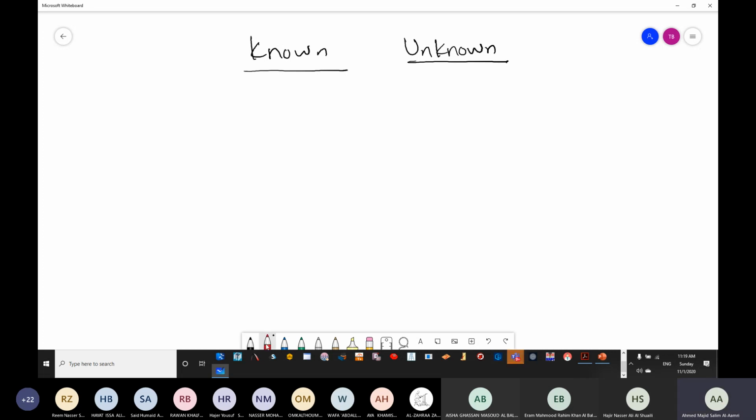Now, if we take the first one, which is fixed price, is it known to you from the beginning? Do you know the price before you sign the agreement, before you start the construction? Is it known or unknown? So this is known.